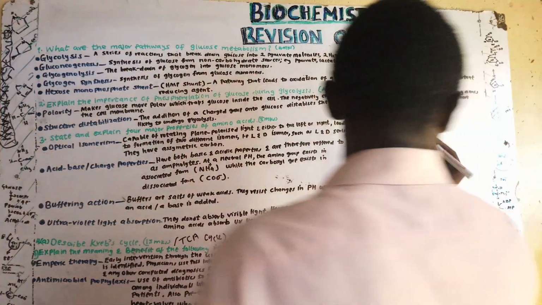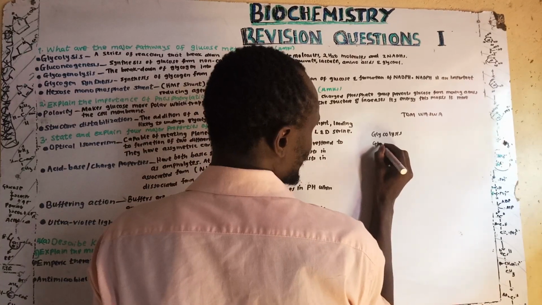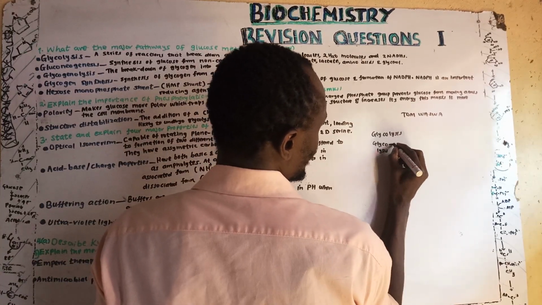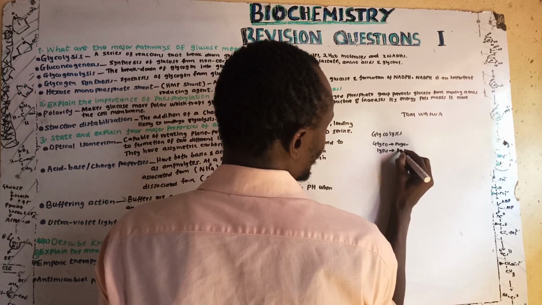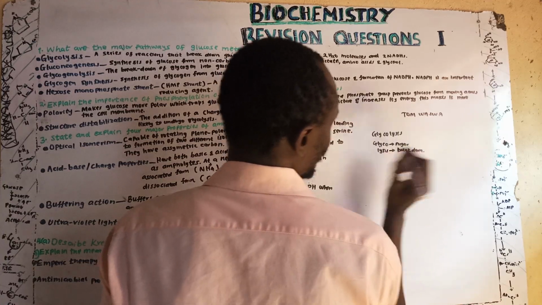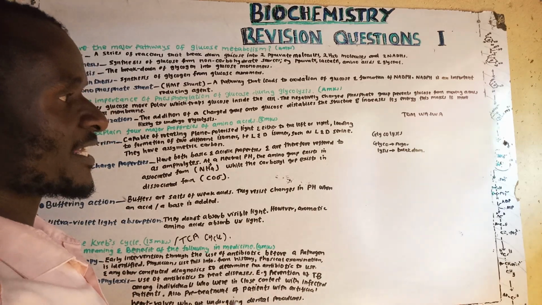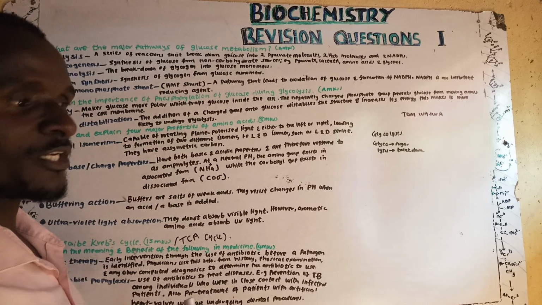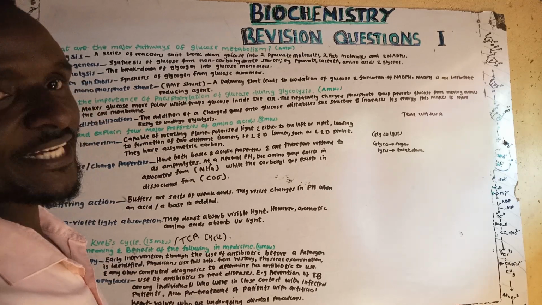Glyco means sugar. We can break the word glycolysis into two major parts, glyco and lysis. Glyco means sugar and lysis means breakdown. So glycolysis is a series of reactions that ultimately breaks down glucose into two pyruvate molecules, two water molecules, and also two NADHs.